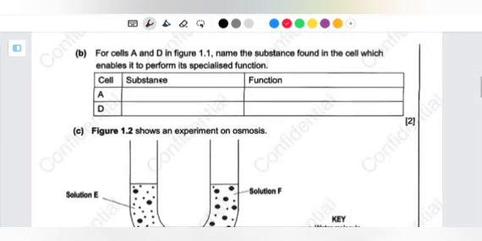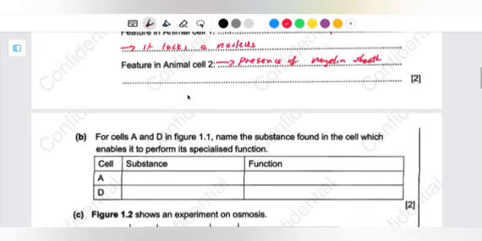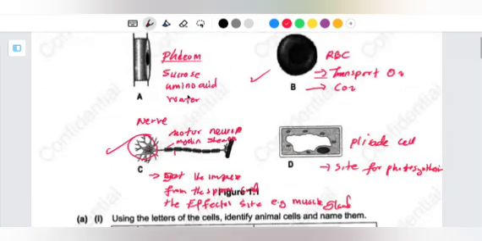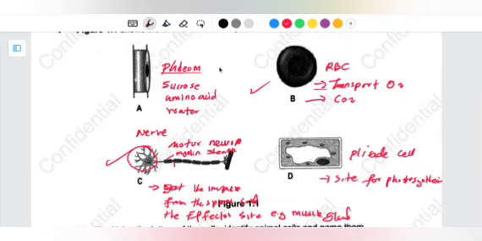Question B is saying for cells A and D in figure 1.1, name the substance found in the cell which enables it to perform its specialized functions. So let's go to A. A is a phloem cell. In terms of the structure found in the phloem cell which enables it to perform its function, it is the companion cell, this part here.